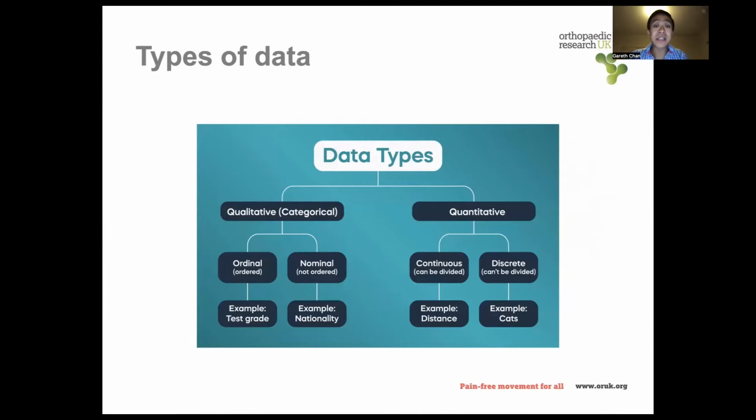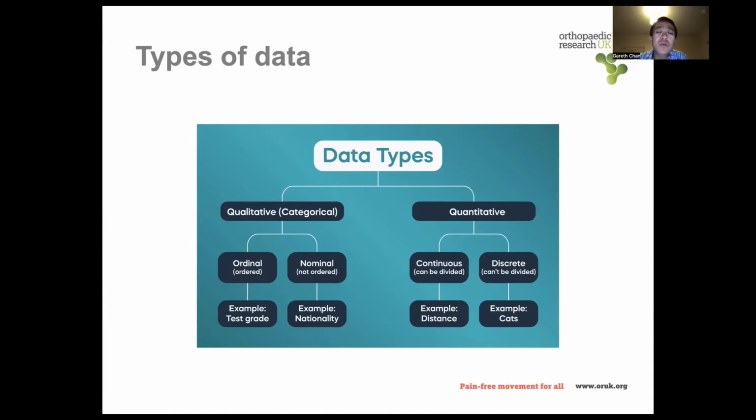So ordinal, again, is data that has a rank to it, and nominal data has not got an order, it's got no rank, it's just A, B, and C. And you can neither argue that A is better than B or C is worse than A. You have a quantitative, that's data that you can measure. So that's continuous data that can be divided up, or discrete data. So how many numbers? So those are whole numbers. So for example, an example of discrete data is how many screws you've used to fix a fracture, whereas continuous data is how much time you spent putting in those screws.